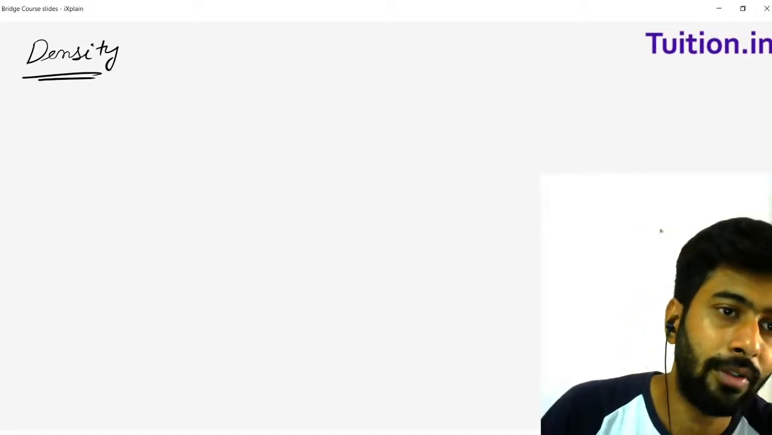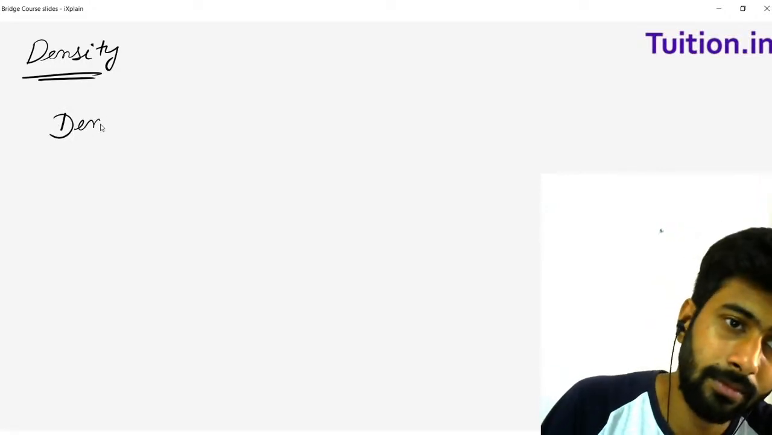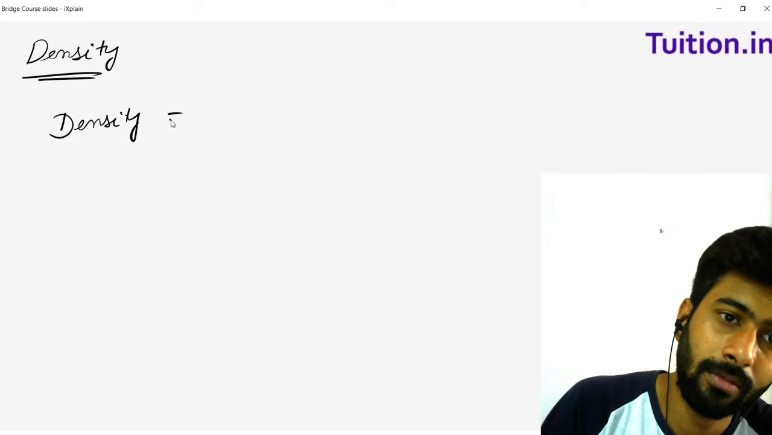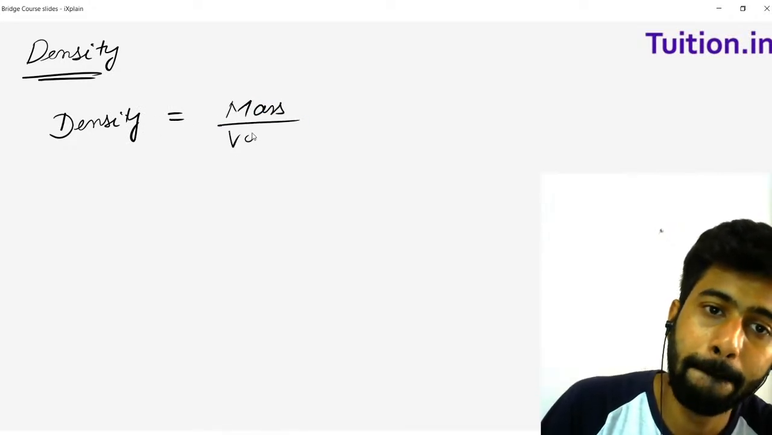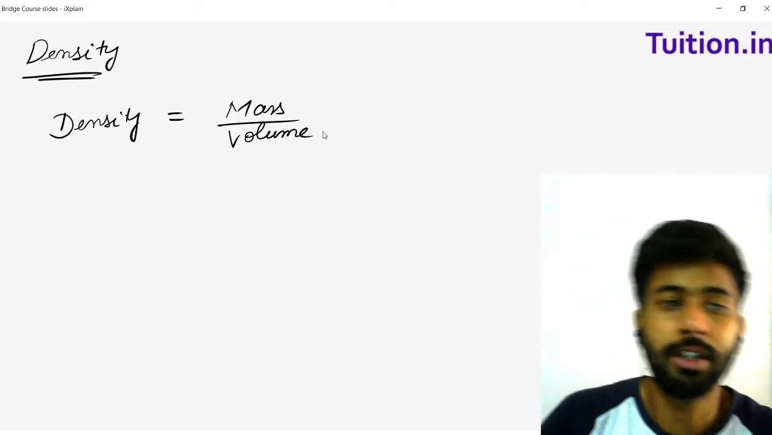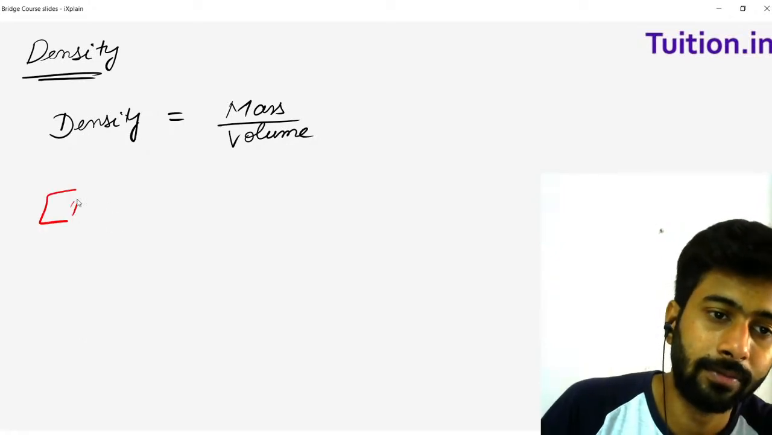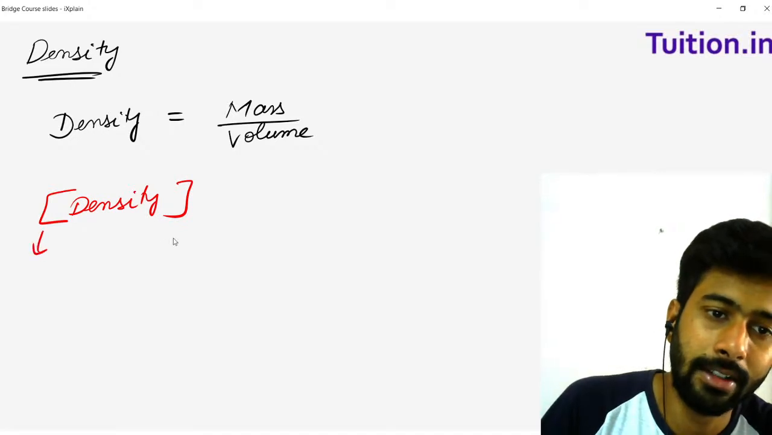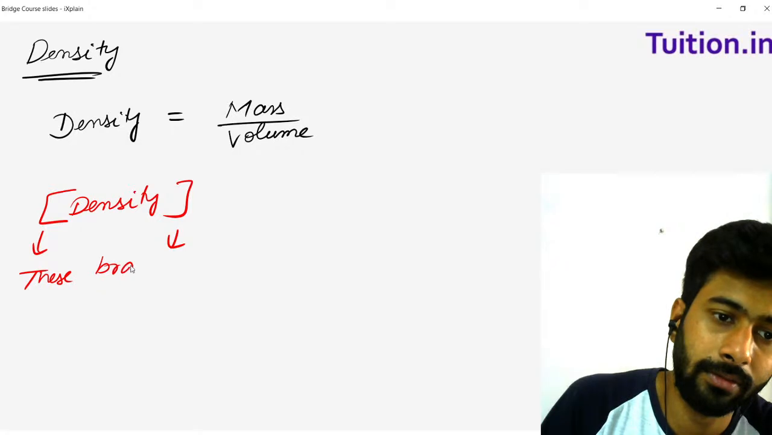So what is the formula for density? It's nothing but mass by volume. Remember it from your class 10th? Now my question to you is, what are the dimensions of density? Whenever you use these brackets, they indicate dimensions.